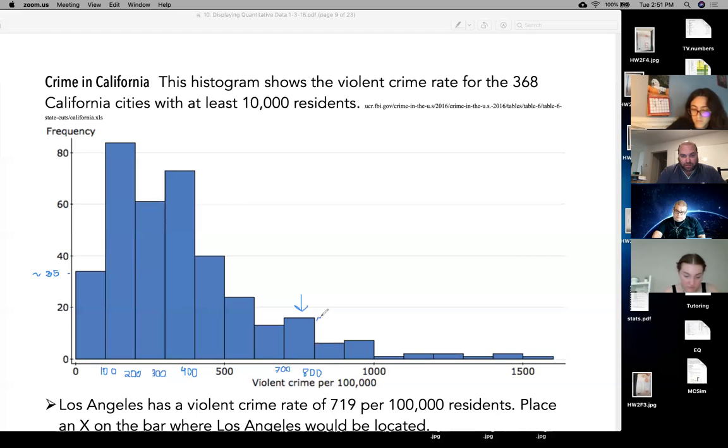About 15. Okay, that certainly seems like a reasonable value. Well, how'd you get 15? Well, because the height is 15. Right. What was your question again? How many cities fall in that bar?